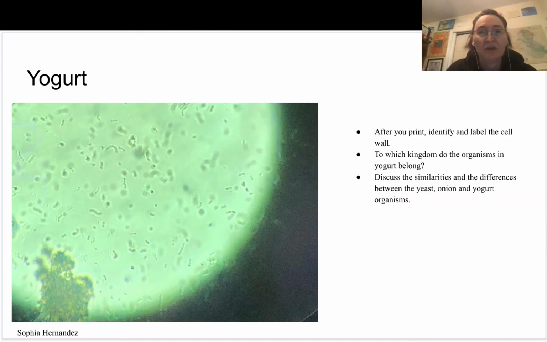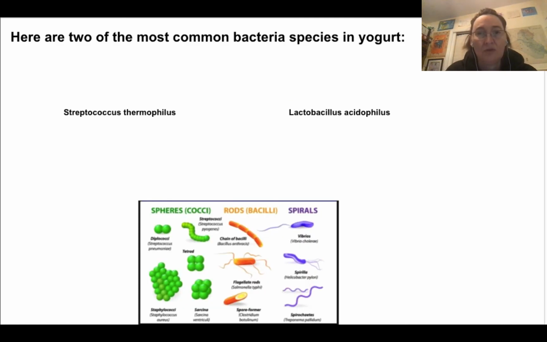Now then, I want to drill down a little bit in this. Two species of bacteria are the most common in yogurt. When one is making yogurt, you tend to have Streptococcus thermophilus and Lactobacillus acidophilus. What do their names tell you about these bacteria?